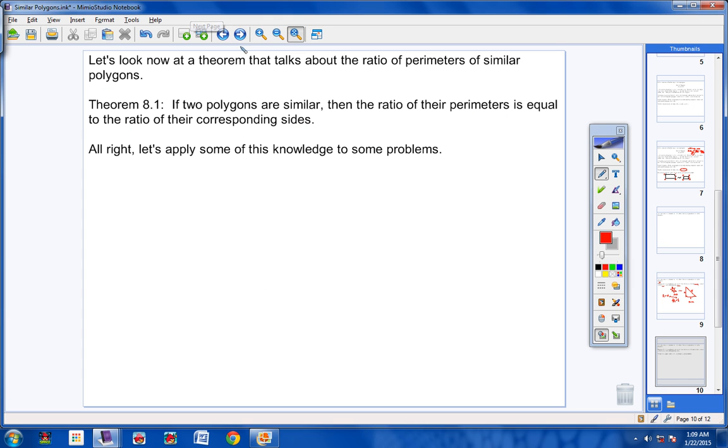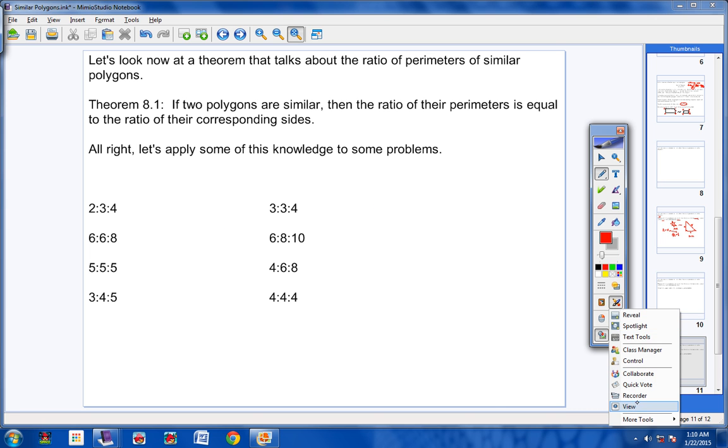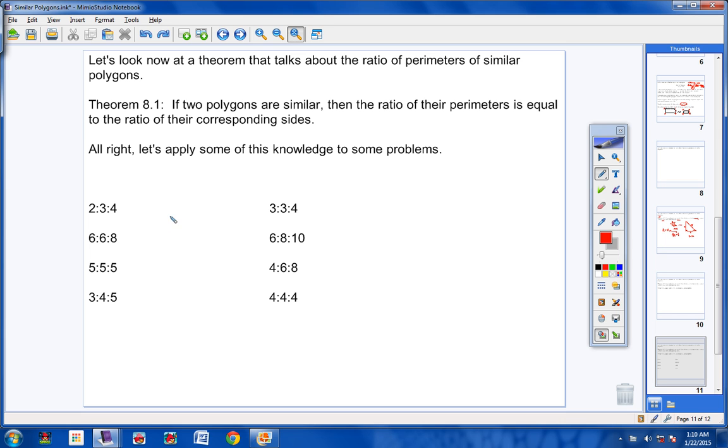Now let's apply some of this knowledge to some problems. Some of these problems are going to be challenging, so really pay attention. Before I tell you what we're doing, just go ahead and copy this down quickly. Write down these ratios: 2 to 3 to 4, 6 to 6 to 8, 5 to 5 to 5, 3 to 4 to 5, and then copy these down also. Go ahead and copy all this down, and then I'll tell you what I would like you to do. Now, students, please take some really good notes. I'm going to be honest with you. These directions will be a little confusing, but if you'll pay attention, I think you'll be okay.